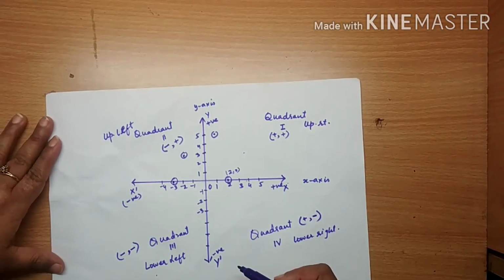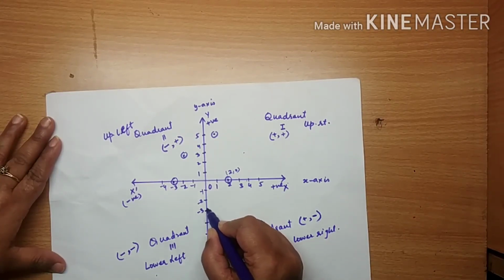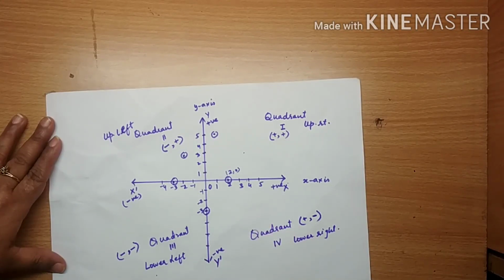Let's see where the point (0, -3) lies. X is 0, that means the point is on the y-axis. Y is -3, so this is the point (0, -3). It lies on the y-axis. Right?